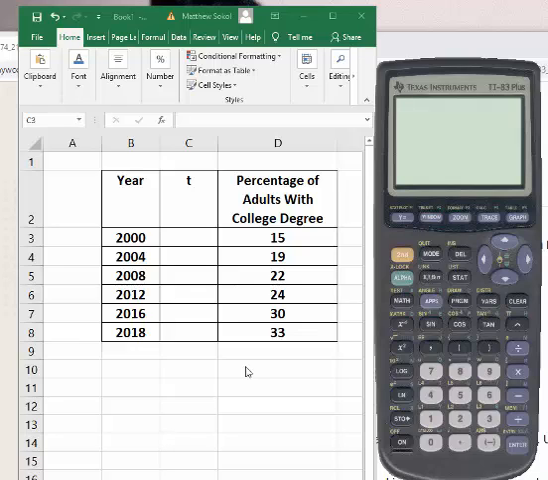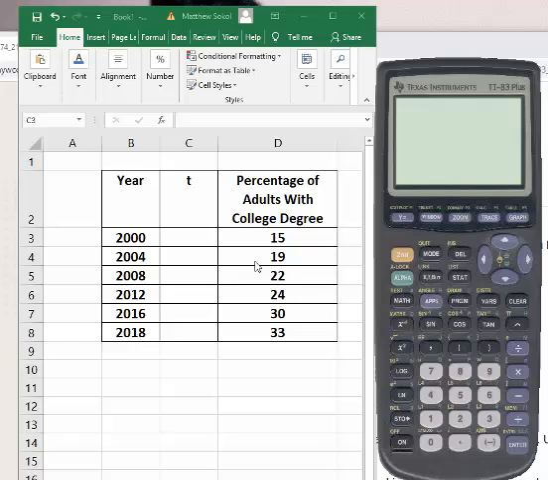Hi class, I wanted to do a follow-up video from the previous lecture showing you another example of how to use your graphing calculator to find a linear equation to model data. All right, so the example that we have here is a table of data with the percentage of adults with a college degree for any given year. In 2000, 15% of adults had a college degree, and then by 2018, 33% of adults had a college degree.